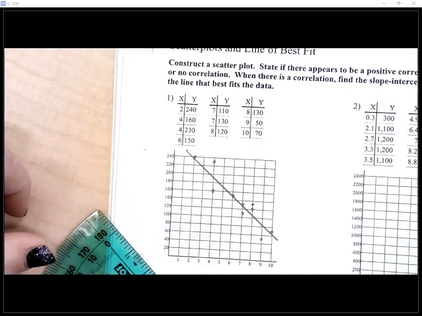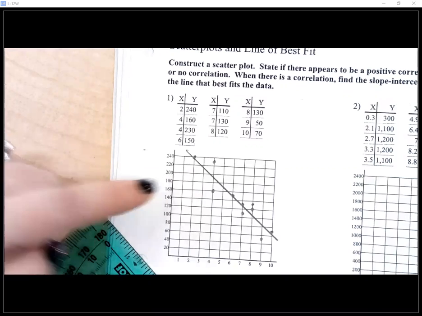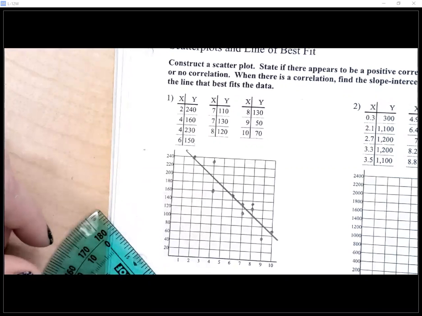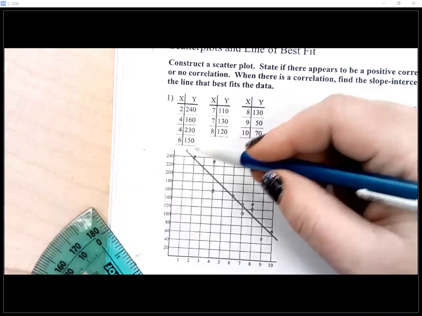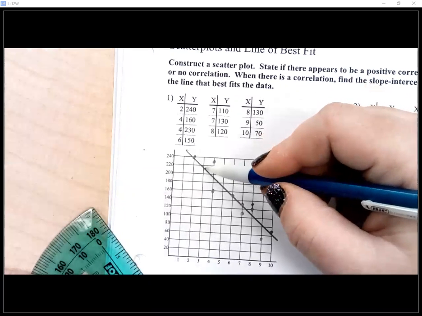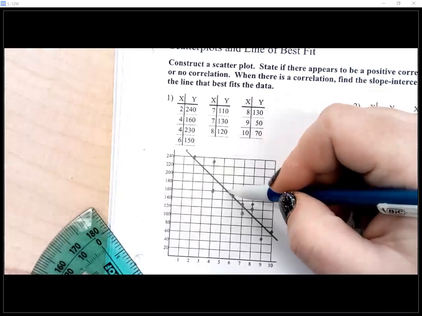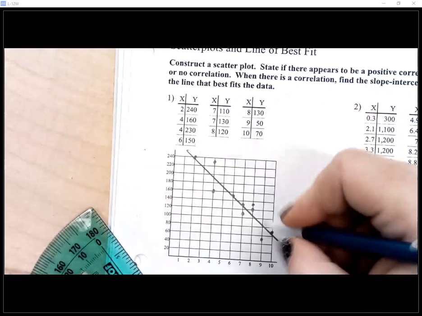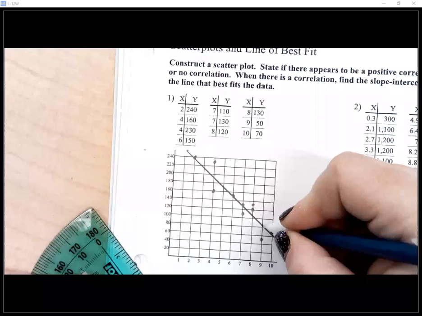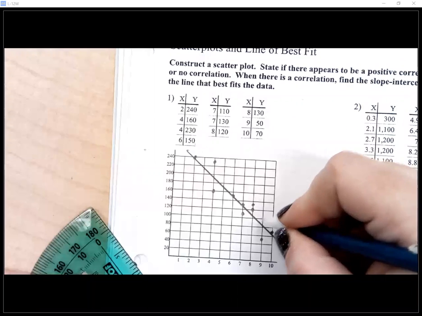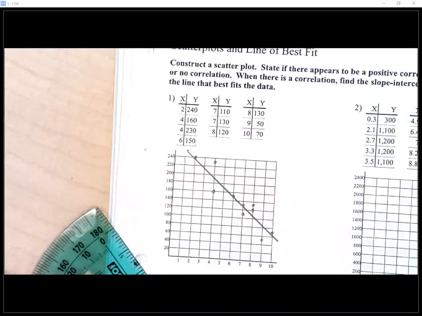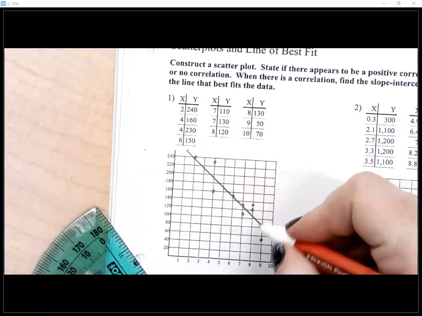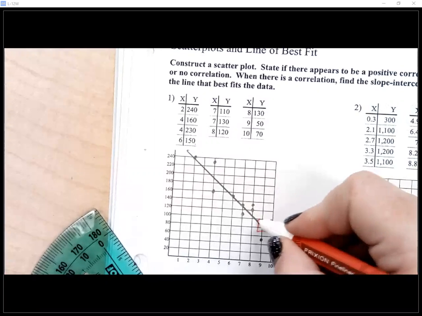I don't know where mine's going to hit the y-axis, so I don't have that bit of information. But what I can look for is I can look along my line and see if I have any good points where it crosses. Oh, here's a really good one on mine. It doesn't have to be at one of your data points. So right here, I'll put a red box around it. There's one pretty good point for me at (9, 80).